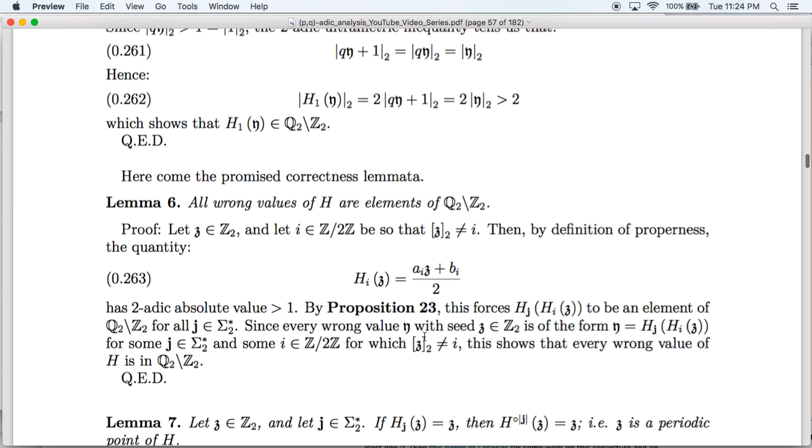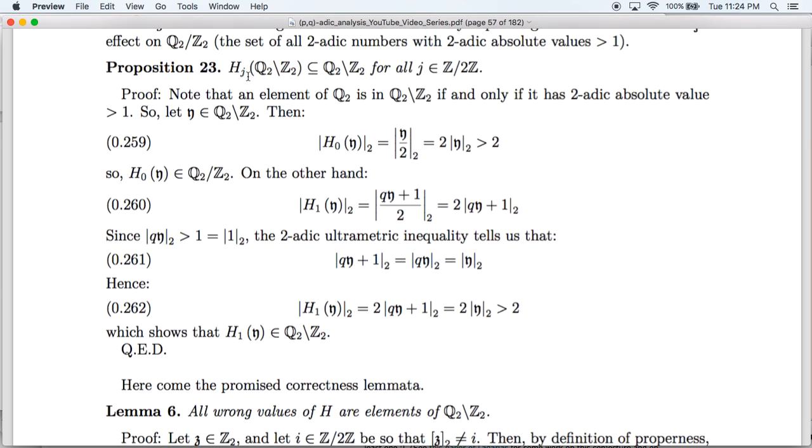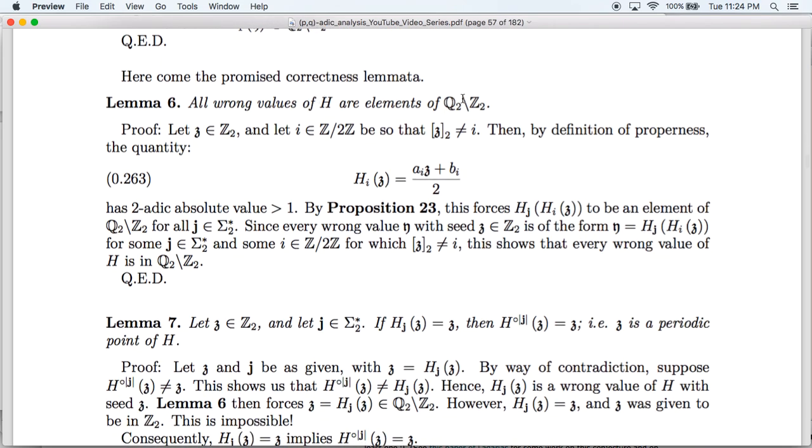Since every wrong value Y with seed Z is of the form Y equals H bold J of h_I of Z for some bold J and some I with I not equal to the parity of Z, this shows that every wrong value of H is in Q2 take away Z2. Because once you get the first branch wrong, you arrive in Q2 take away Z2, and then by this proposition, once you're in Q2 take away Z2, any branch you apply will keep you in that set. So the wrong values are always going to be in Q2 take away Z2.